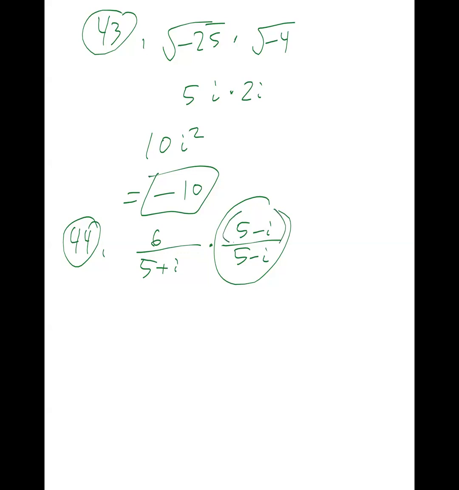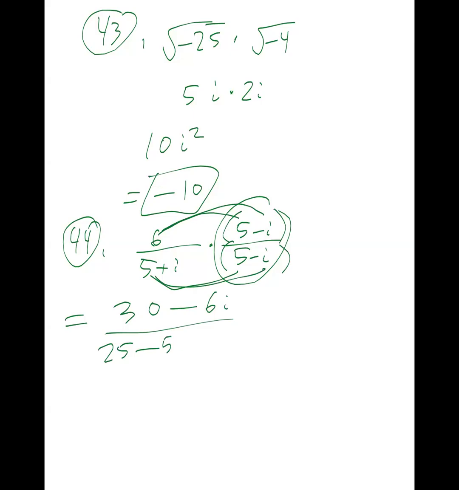So we're going to distribute this. What is 6 times 5? 30. What is 6 times negative i? Negative 6i. And what's 5 times 5? 25. What's 5 times negative i? Negative 5i. What is i times 5? Positive 5i. And what is i times negative i? It's negative 1 i squared, right? Boom.